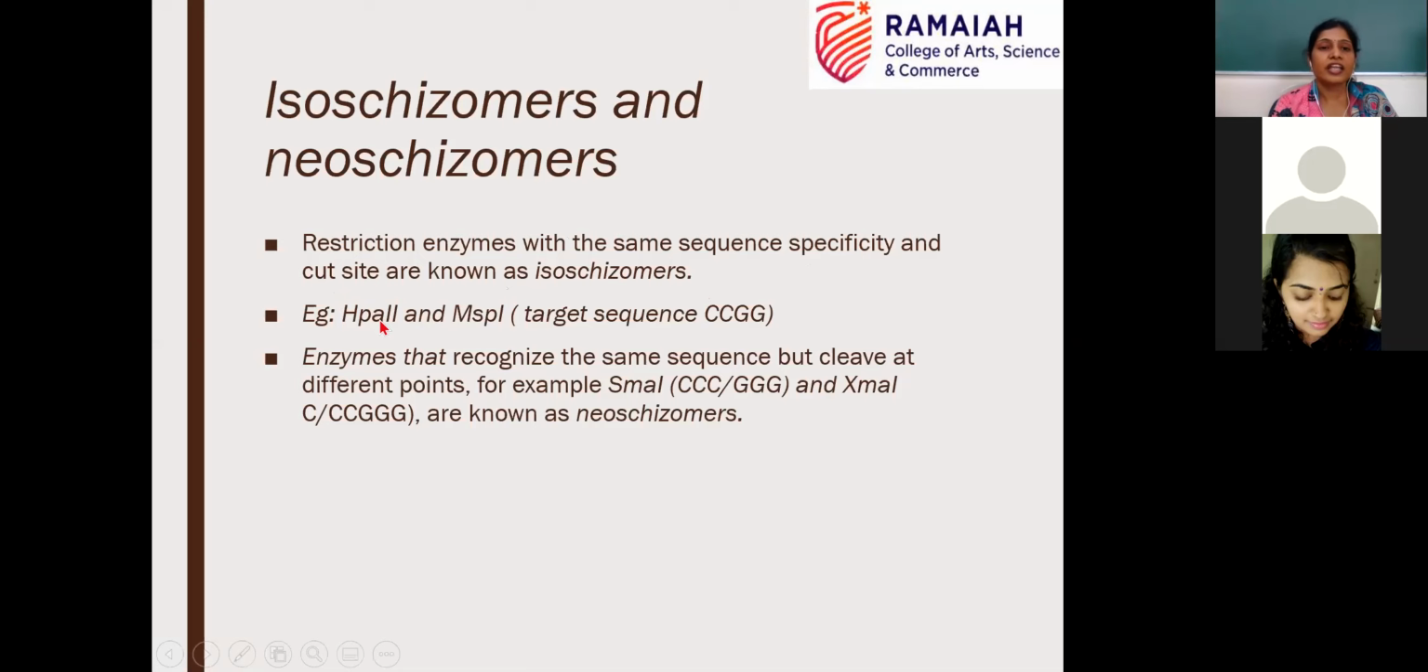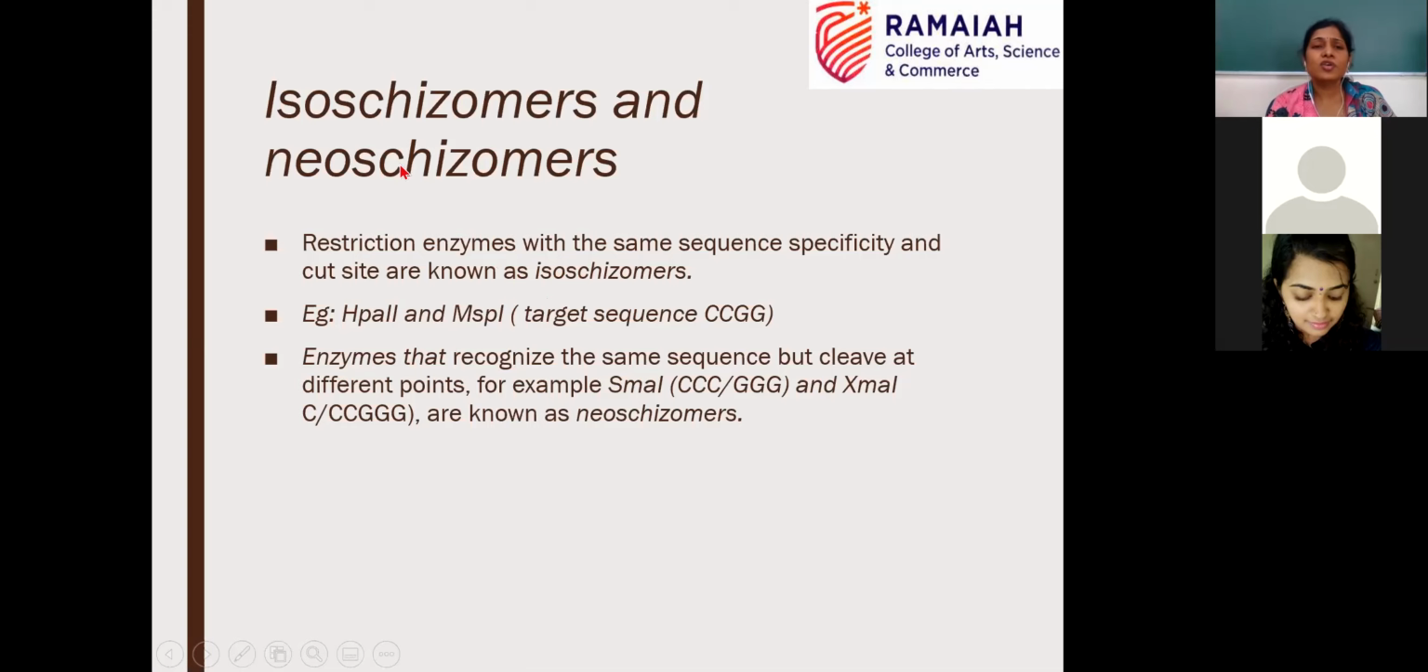The examples are HpaII and MspI with the recognition sequence CCGG. These are a pair of two restriction enzymes that have got the same recognition sequence and cut site. These kinds of questions are asked in entrance and competitive exams like the CSIR NET entrance, something like that. So you can make note of such important points.